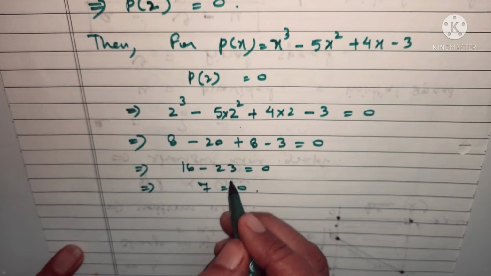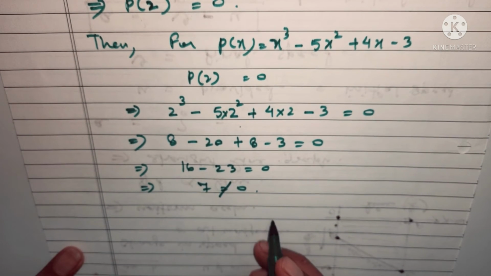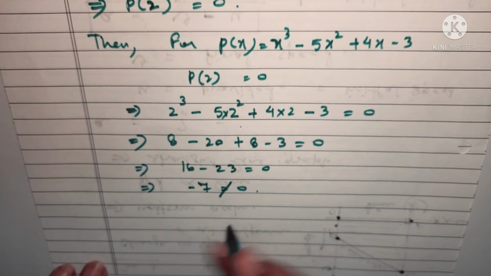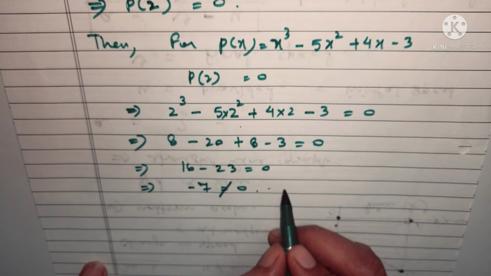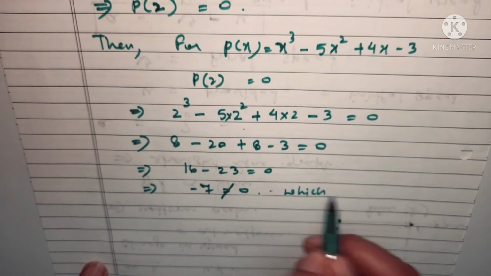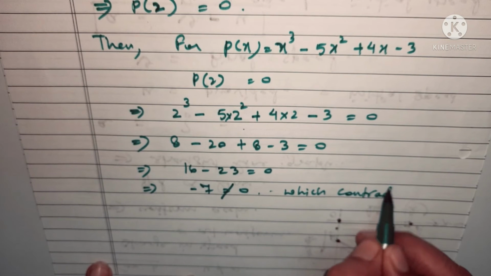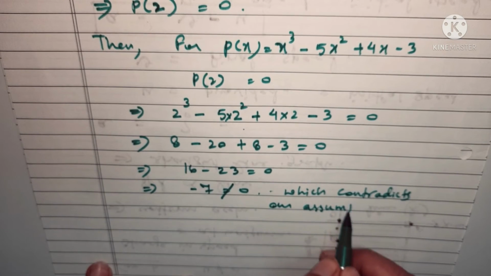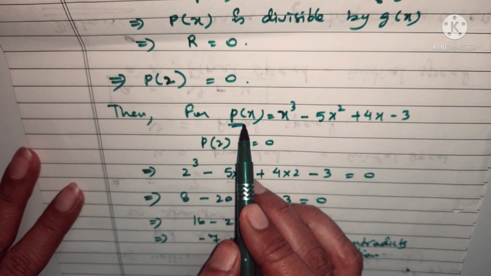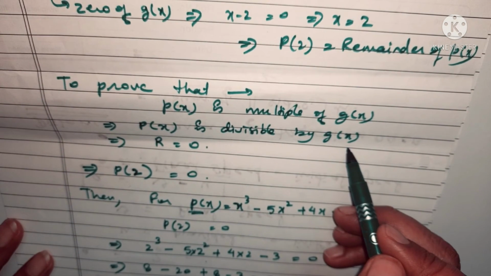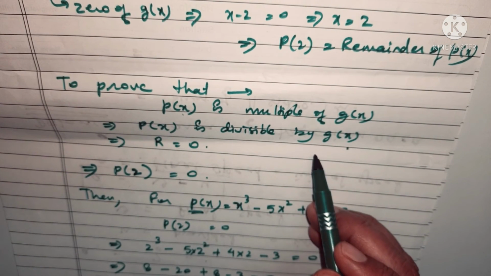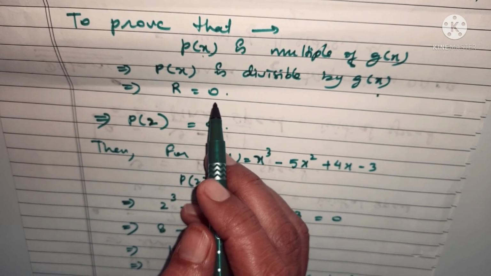It shows that it is not equal to 0. Is it or not? It shows that it is not equal to 0. It shows that it contradicts our assumption. Okay, what we have assumed? That this p(x) is completely divisible by g(x). We have assumed that p(x) is divisible by g(x). In such case, by the remainder theorem, r must be 0.